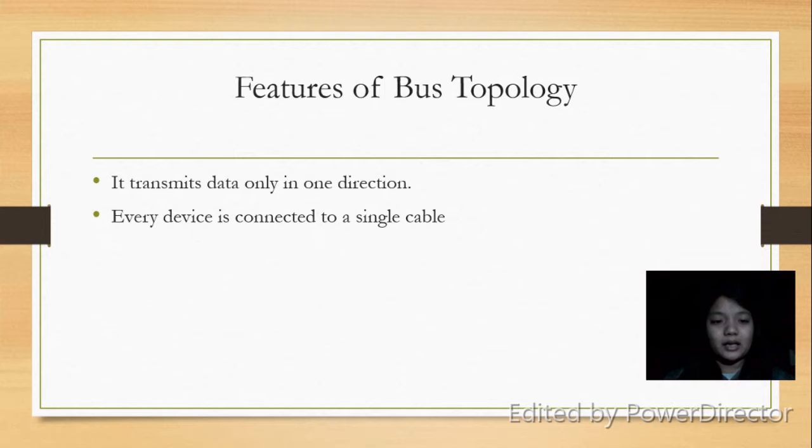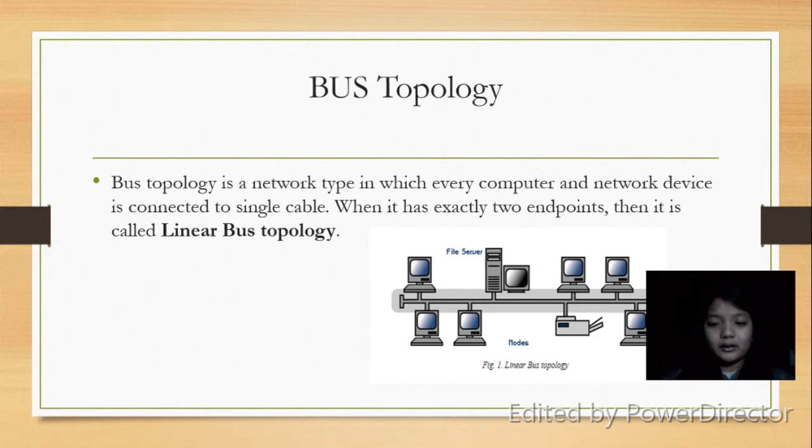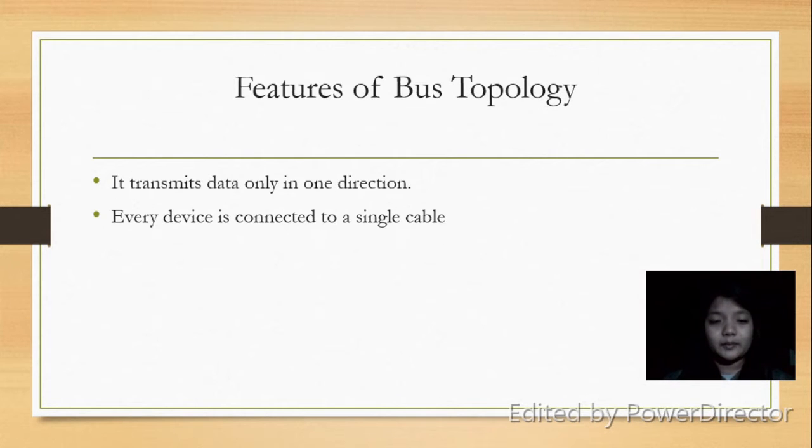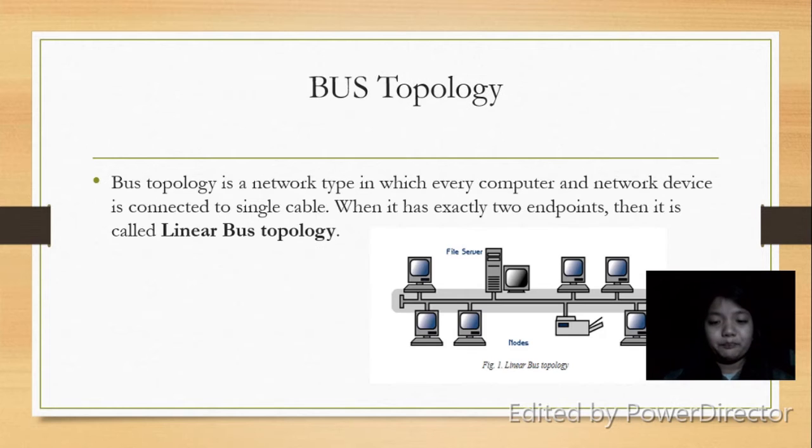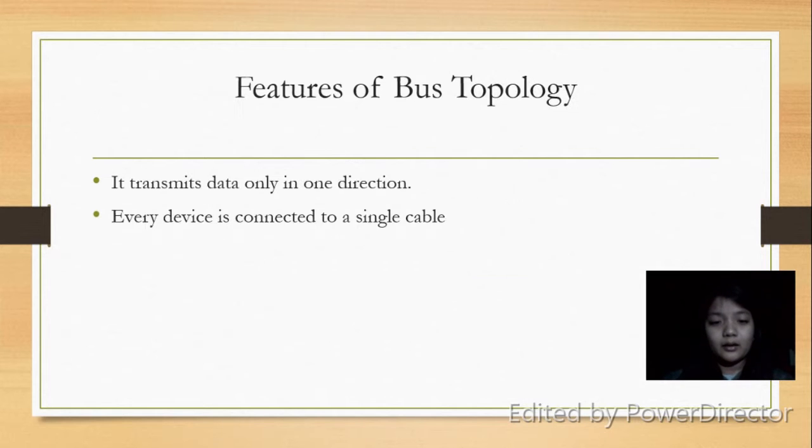Then the features of the bus topology. It transmits data only in one direction. As you can see here in the picture, since it is only connected to a single cable, they transmit data only in one direction. Then every device is connected to a single cable.